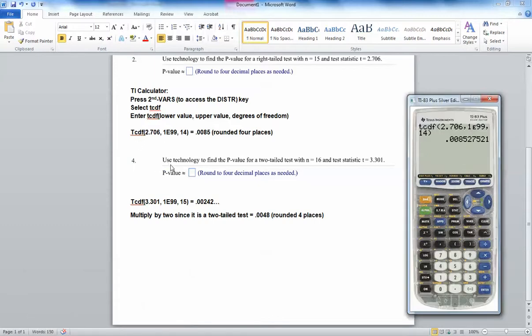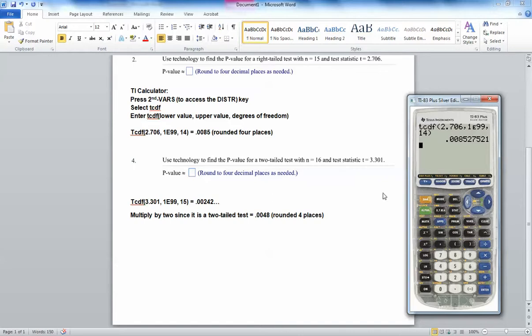The next example is the same thing, except now we have a two-tailed test. Use technology to find the p-value for a two-tailed test with n equal to 16 and a test statistic of 3.301. A reminder, a two-tailed test goes to the right and to the left. So we want the area to the right of 3.301 and also the area to the left of negative 3.301, so that we have the area in the two extreme tails added together.